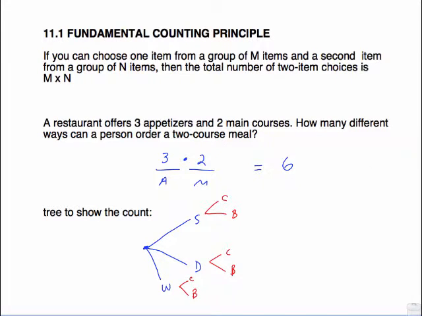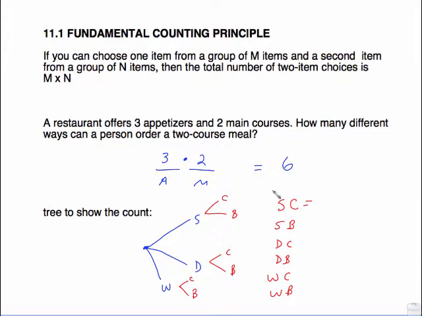And if I read down the branches, this is SC, SB, come this way, DC, DB, and the last is WC, WB. That's just reading down the branches. What this stands for is salad followed by chicken, salad followed by beef, dip followed by chicken, dip followed by beef, and then wings followed by chicken, wings followed by beef. And that's how we end up with 6, and that's why we do this multiplication.